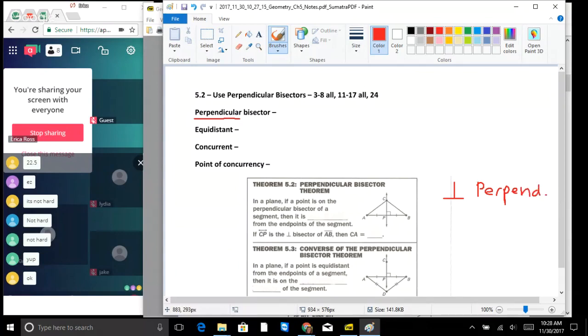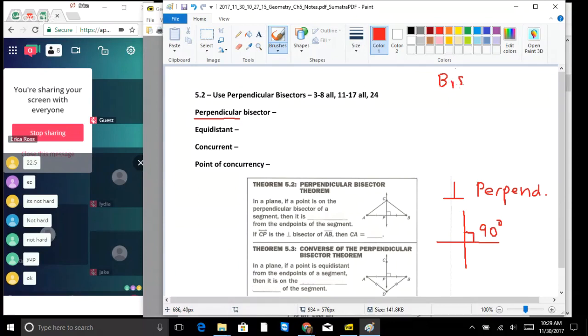Perpendicular, okay? Basically, if one line is perpendicular to another line, that means that where they intersect is at 90 degrees. That's the basic definition. Where the two lines intersect, we get 90 degrees. So we have perpendicular, that's our first word. And the second word that we have is bisector.